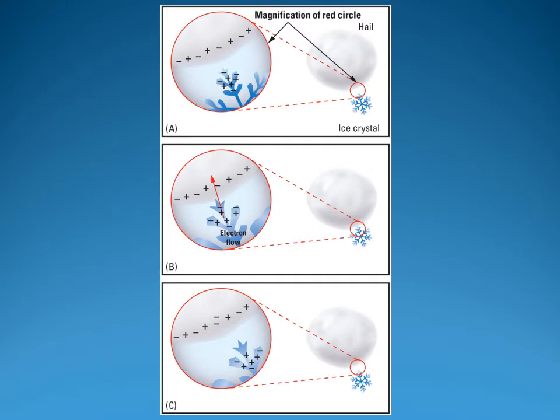The ice crystal has 4 and 4 as well, but notice how it's distributed a little bit differently. And if you look at B, one of the electrons will actually transfer to the hailstone. So C is the result, and now the hailstone is more negatively charged, and the ice crystal is more positively charged. You can actually count. In C you have 1, 2, 3, 4, 5 negative ions, where you only have 4 positive ions. The ice crystal has 3 negative ions and 4 positive ions.